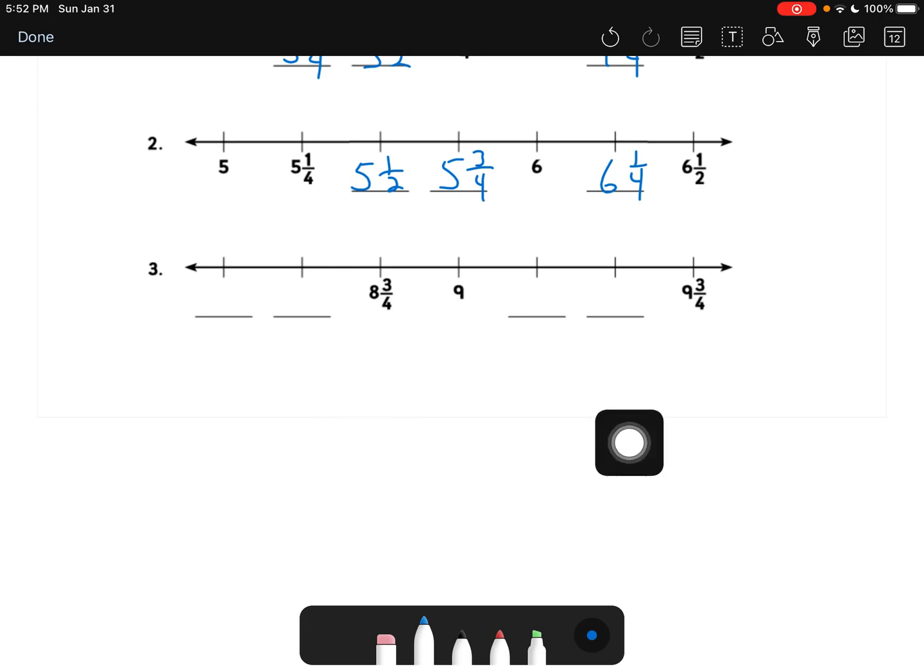Okay, so here again, if I count backwards, if I've got 8 3/4, this would be 8 2/4, but I know that to be 8 1/2, and this would be 8 1/4. Okay, so there's my pattern. There's 9, so this is 9 1/4, 9 2/4 again, which is 1/2.